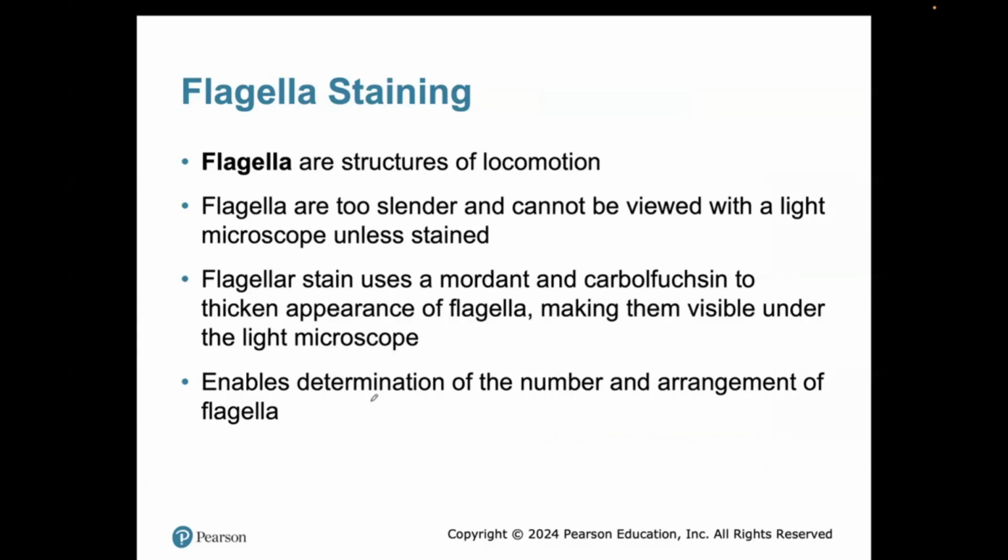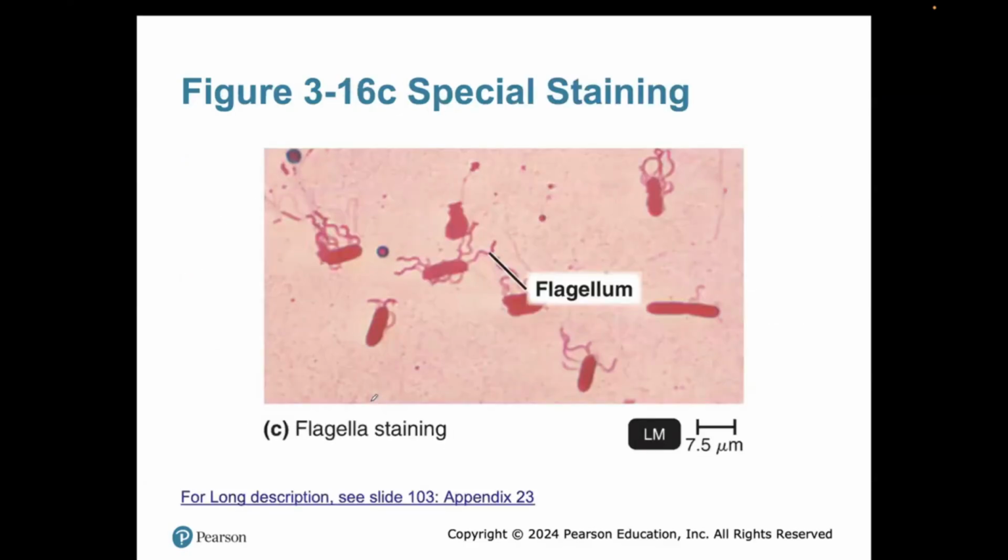And why do we care about flagella staining? Well, that's going to be important when we start talking about enterics, gastrointestinal bacteria, because it allows us to differentiate between them. How many flagella do they have? How are they arranged? Are they only on the poles? Are they all around the body? Are they only on one side? Or do they not have them at all? This shows us figure 3-16C, the flagellum structure present on these rod-shaped bacteria.